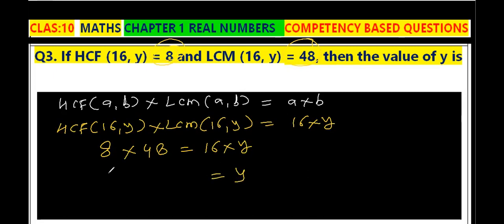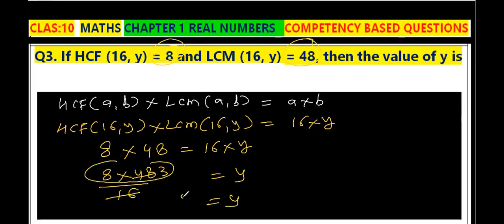So what is the value of y? 8 into 48 upon 16. 16 ones are 16, 16 threes are 48. So the value of y will be 8 threes are 24. So the value of y is 24. This is the answer of the question.